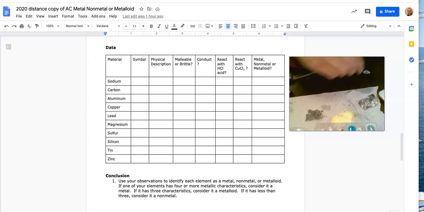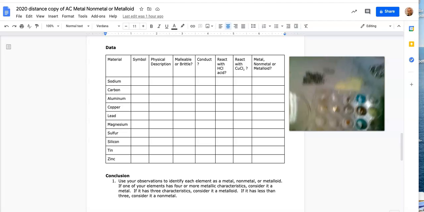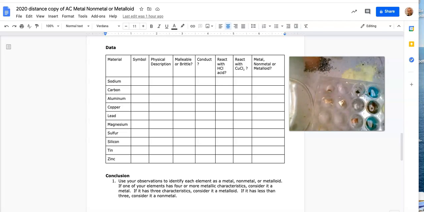I'm going to start a new section here. Okay, right here. Can't believe I burned a hole in my plastic thing. I should have known better.